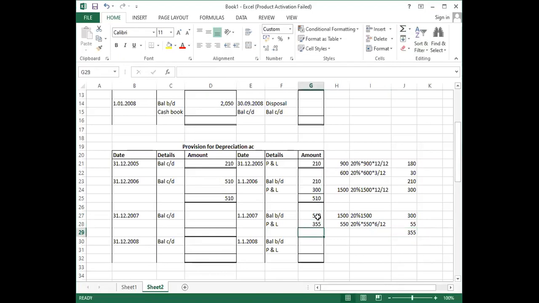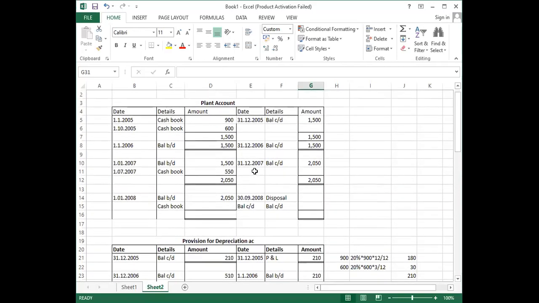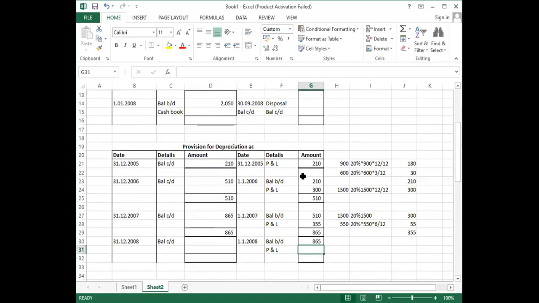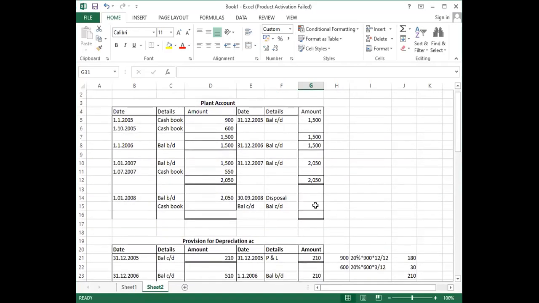And therefore the depreciation for that year becomes 355. The total at the end of the year is 865. Therefore balance carried down is 865, and that will be the balance on 1st January 2008. 865. Are we together? Up to that point, we must be.